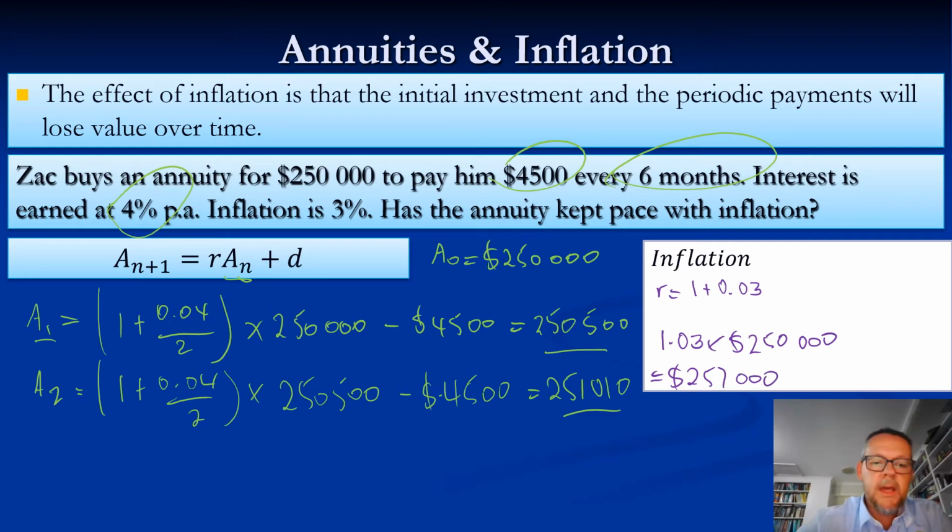So what can you say? Well, this one's bigger, isn't it? So the annuity has not kept up. No, the annuity is smaller. Or that investment there is actually smaller than the inflated value down the track.